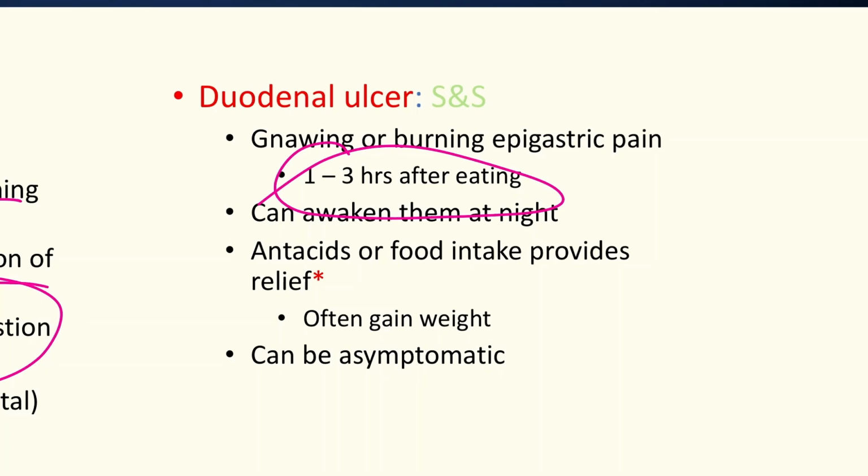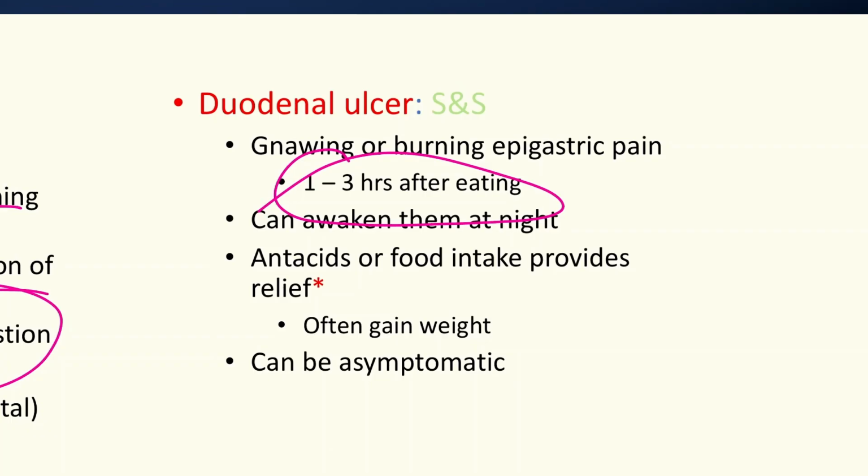Antacids or food intake provide relief with these patients. Why do you think food intake provides relief? What happens when you start eating? What happens to that pyloric sphincter? It closes because you've got more food coming into the stomach which needs to be digested and broken down.